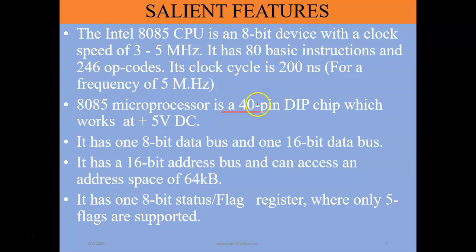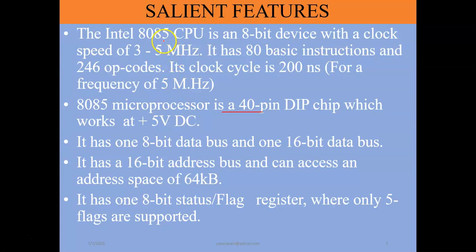So it should have some instructions to program this device. The 8085 microprocessor supports 80 basic instructions, and these instructions are normally represented in opcodes, operational codes, because in those days the 8085 microprocessor was not supporting high-level languages like C. Therefore, people used assembly language programming. So to enter the program, we used operational codes.